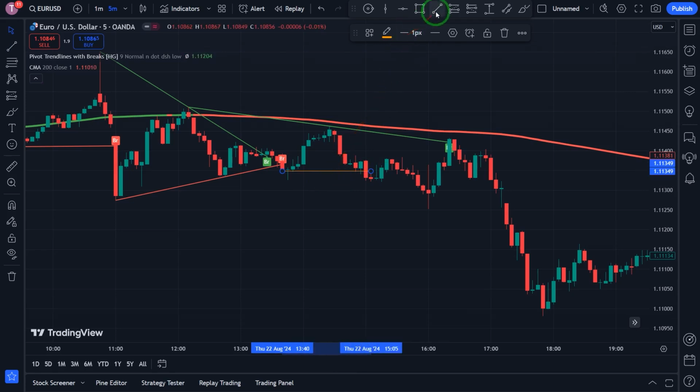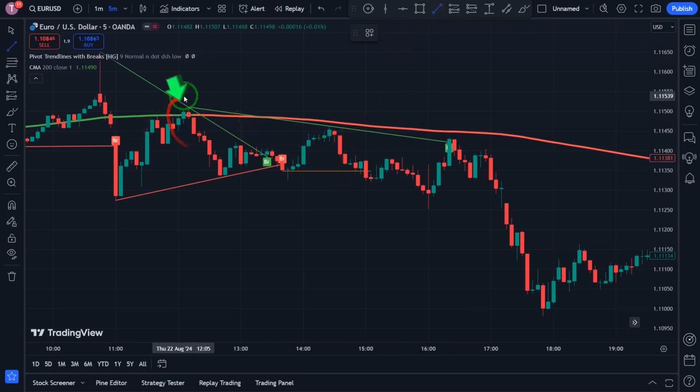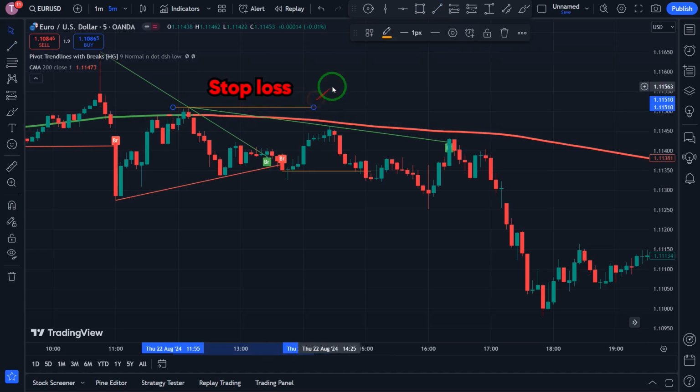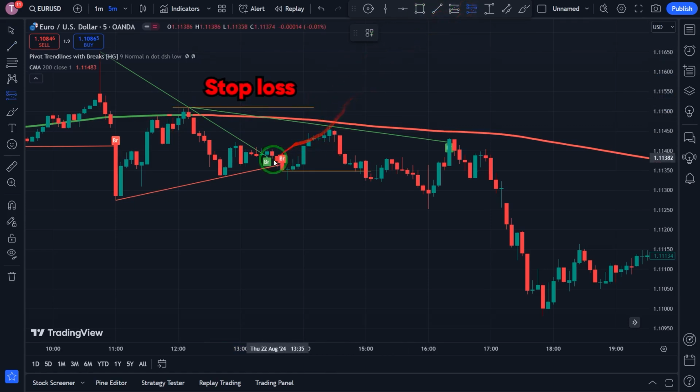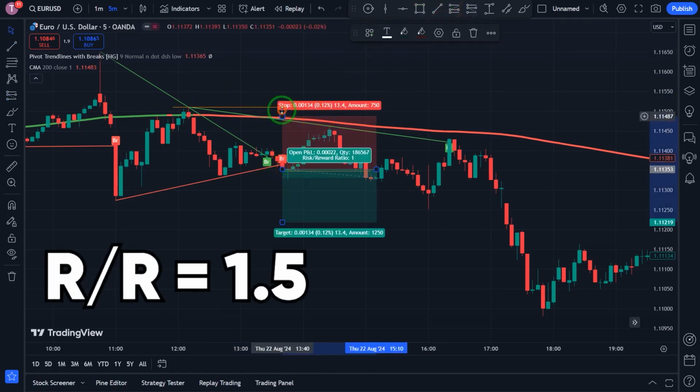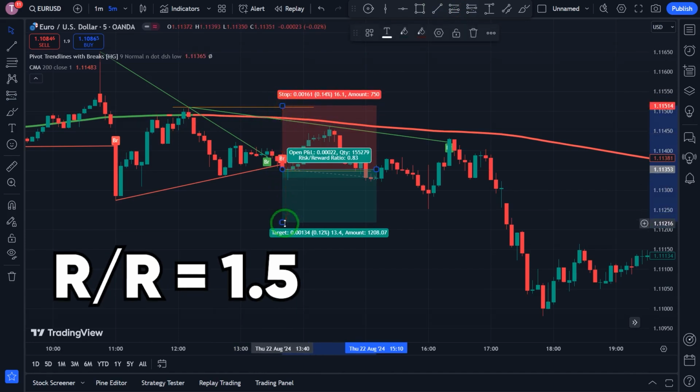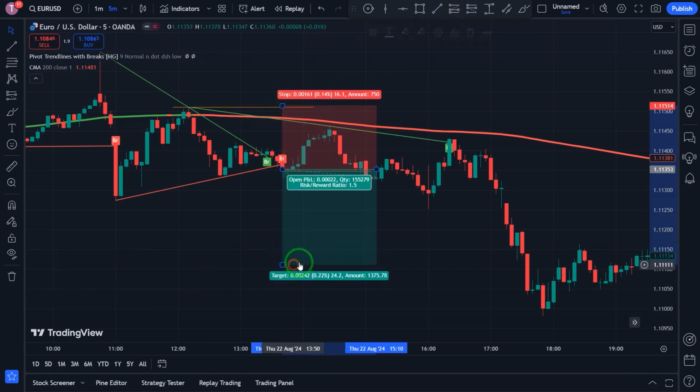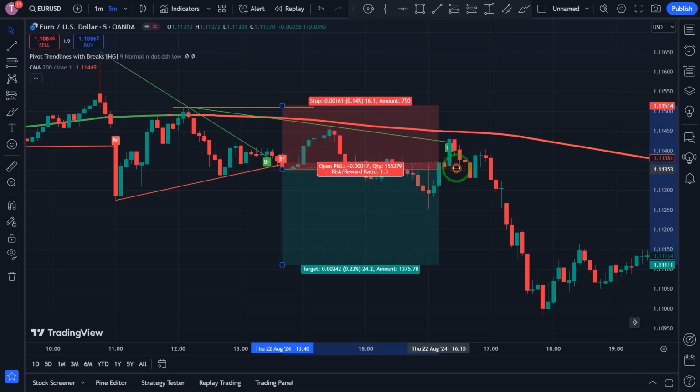Now we need to set our stop loss just above the last swing high. Now we can enter the sell trade, and for the take profit, it's enough to consider our risk to reward ratio as 1 to 1.5 and wait for our trade to close with a profit.